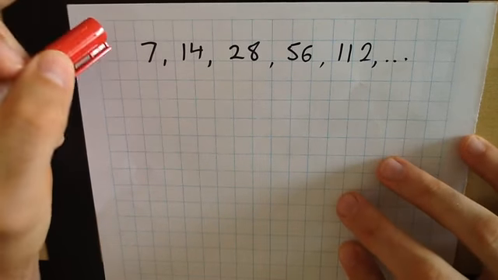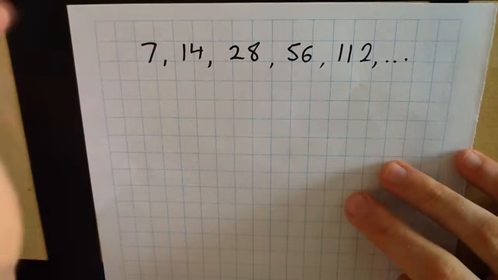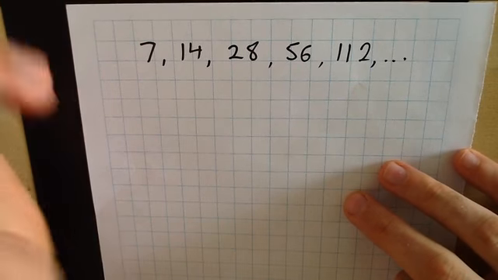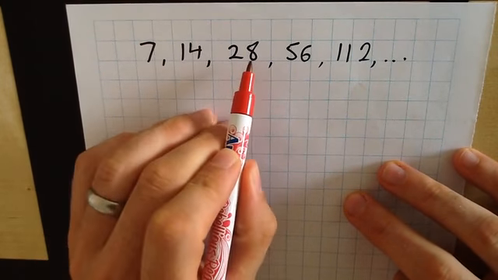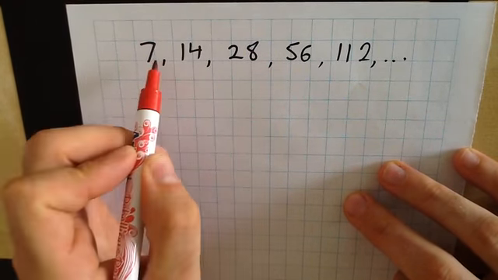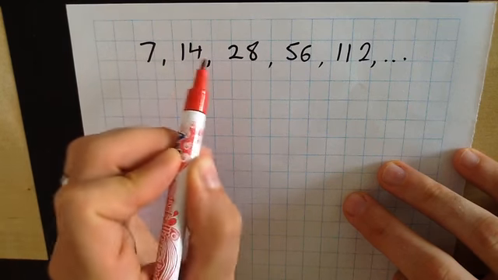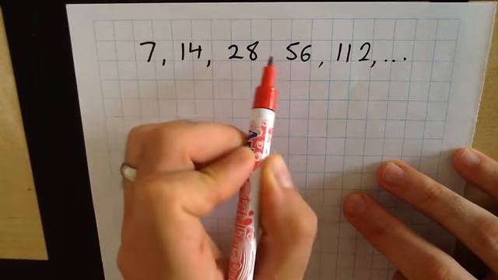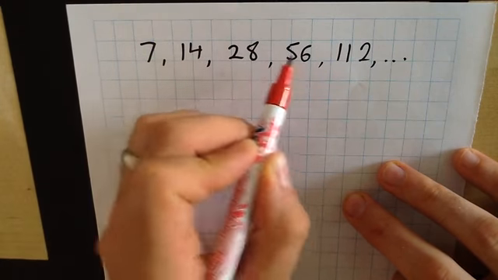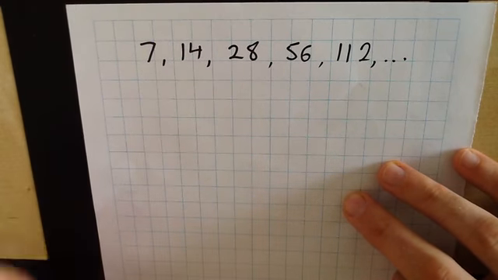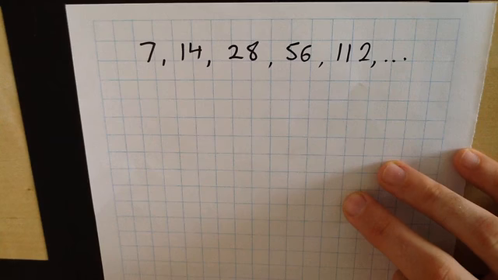Okay, so here's a sequence. Now, what you notice about this sequence, unlike the other arithmetic sequence we've been looking at, is that the difference between the terms is not constant. It's not the same. The difference between these two is 7, and the difference between these two is 14, and then 28. So the difference is actually changing. So this is not an arithmetic sequence. This is what we call a geometric sequence.